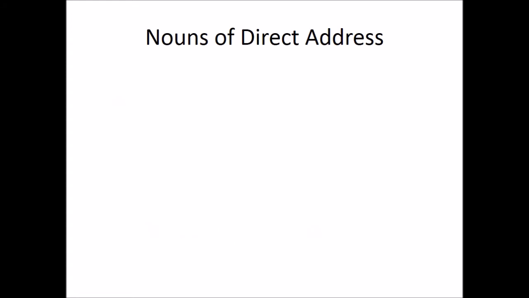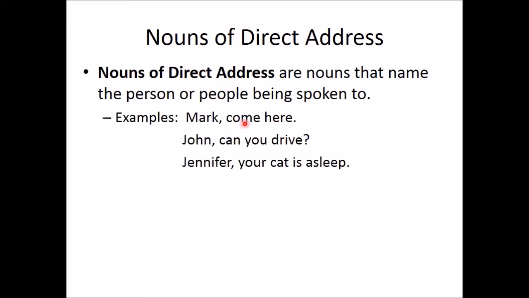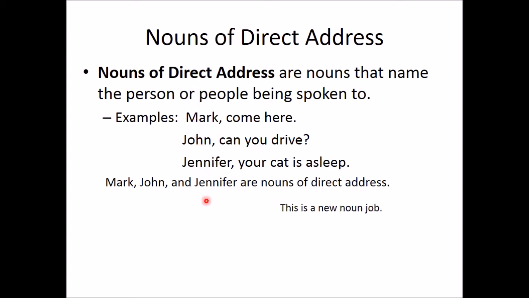Nouns of direct address. Nouns of direct address are nouns that name the person or people being spoken to. Direct address means you're directly addressing these people, okay? Here are some examples. Mark, come here. John, can you drive? Jennifer, your cat is asleep. The nouns Mark, John, and Jennifer in these sentences are nouns of direct address because these people are being directly spoken to. So this is a new noun job.